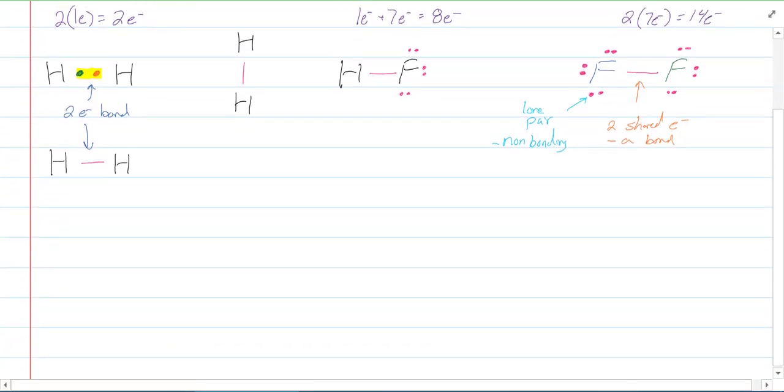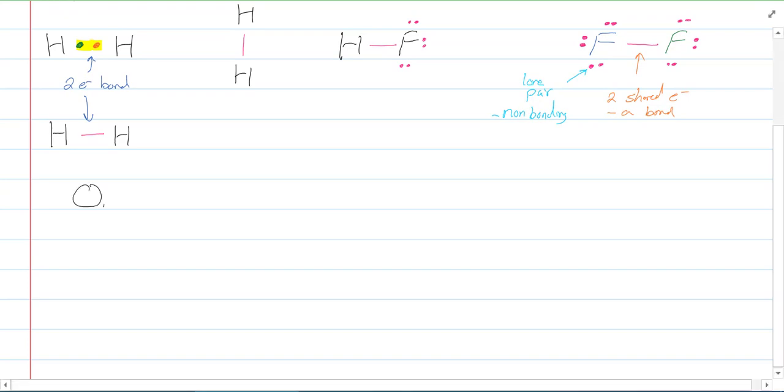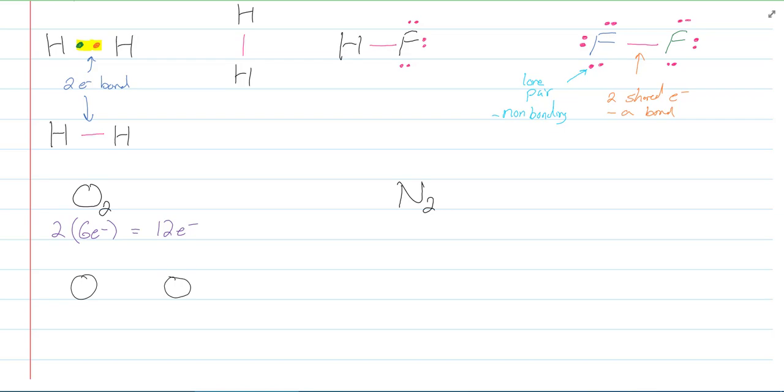Continuing. Try oxygen. O2. We'll do O2, and then we'll do N2. So oxygen, how many valence electrons does oxygen have? Well, oxygen has 6 electrons, and there are 2 of them. So we end up with 12 electrons. 2 atoms, so they're just going to be next to each other. O, O, bond, 2, 4, 6, 8, 10, 12. There we go.